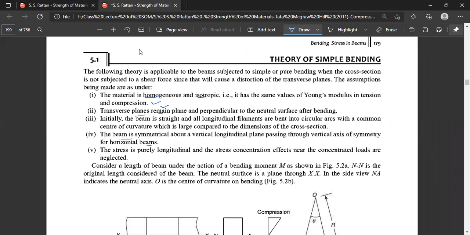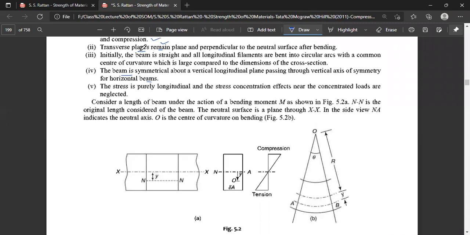Now, what we are doing here: consider a beam under the action of a bending moment M. This is the beam, and it is subject to the bending moment M. Now, NN is the original length considered on the beam.